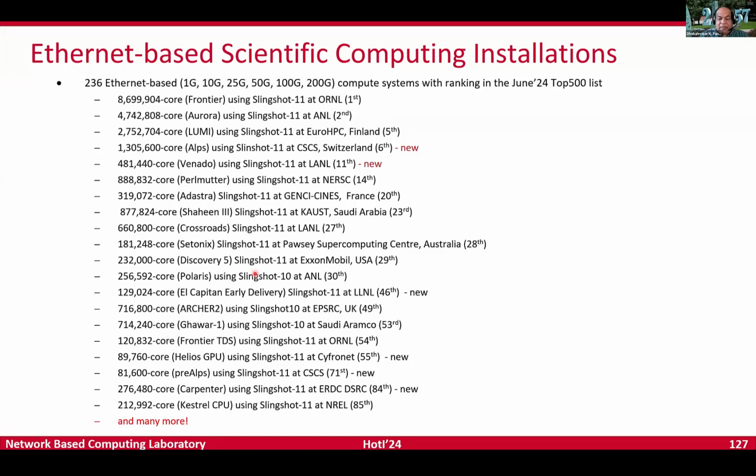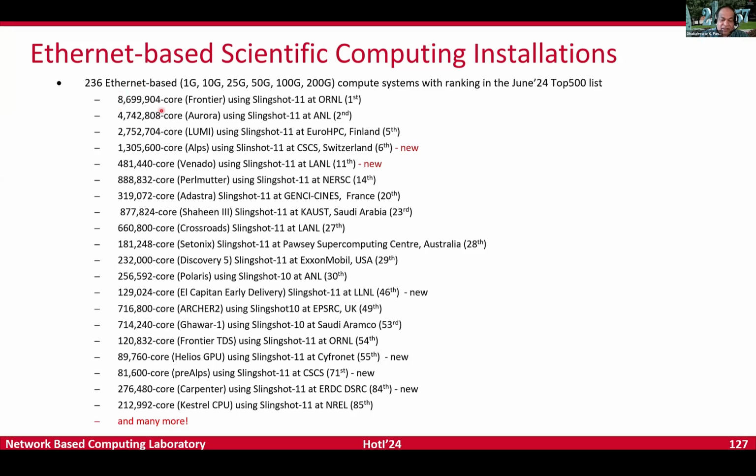On the Ethernet side, this actually combines all the different kinds of systems, in 10 gig, 25 gig, 50 gig, 100 gig, 200 gig. Of course, as I said, Slingshot 11 is at number 1. That is number 1. Number 2 is actually the Aurora system. That is also an exascale system.